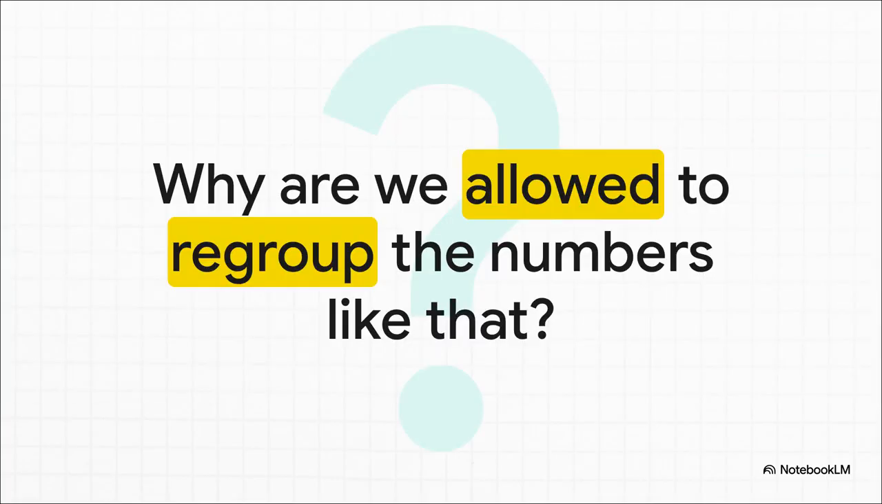But hold on a second. We just did that without blinking. But why are we allowed to do it? I mean, what rule in the big book of mathematics gives us the green light to just regroup numbers like that? Who gave us permission?